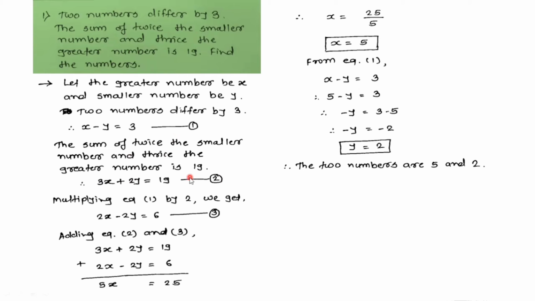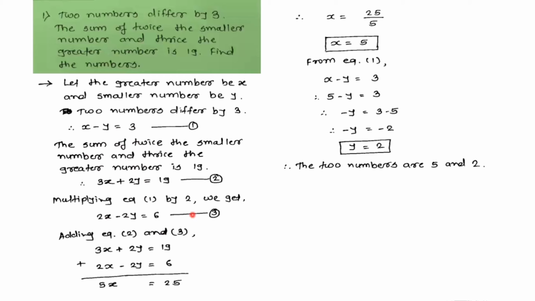Now we have two linear equations, two simultaneous equations. We have to solve these to find the values of x and y. Now if we compare equation 1 and 2, we can see the coefficients of x and y are different, so we have to make them equal. For that, we multiply equation 1 by 2 so as to have the coefficients of y the same. So if we multiply equation 1 by 2, we get 2x minus 2y is equal to 6. We have this as equation number 3.